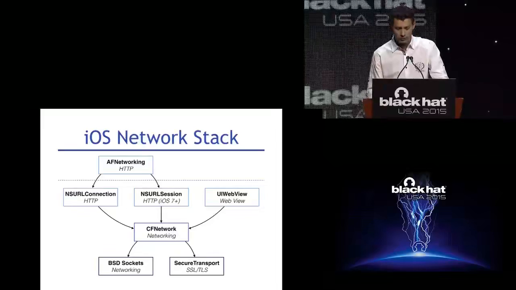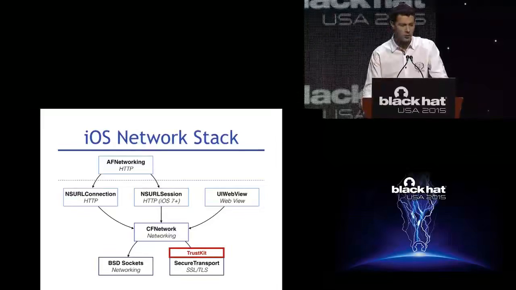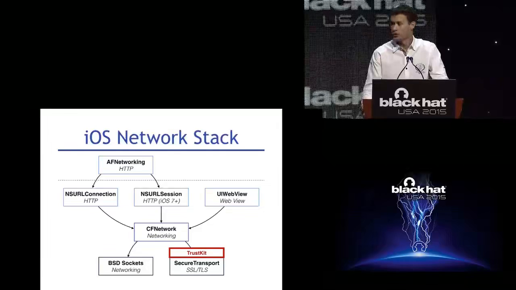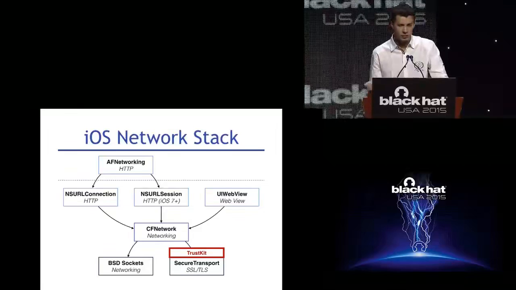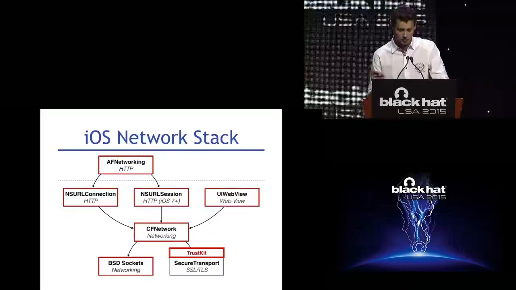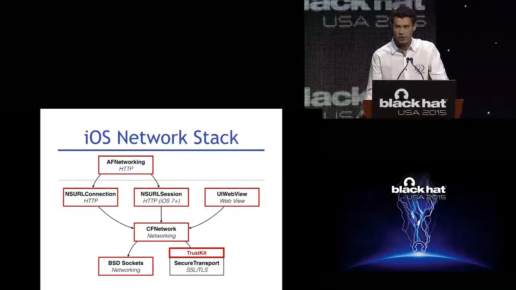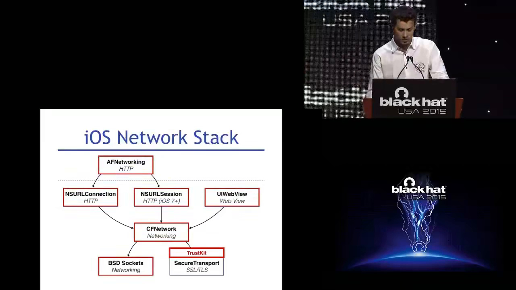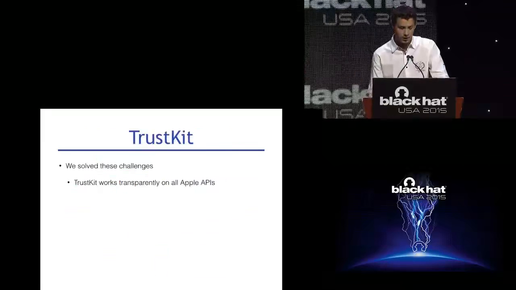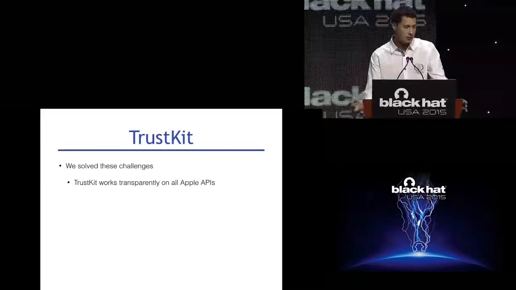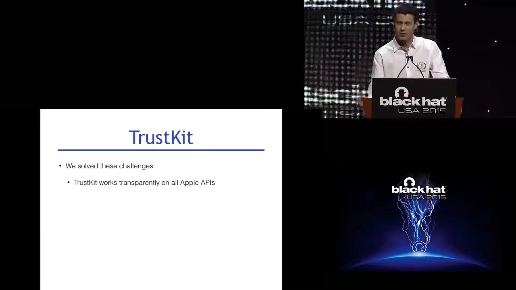So what we've done is we've extended Secure Transport with our library called TrustKit. And so we've added that SSL pinning functionality to Secure Transport. And once you do that, basically all the APIs can take advantage of that. All the connections are protected. And you'll see that in the demo. But basically it works on all the Apple APIs kind of transparently. You don't have to do anything. You don't have to find all the instances of NSURLConnection.